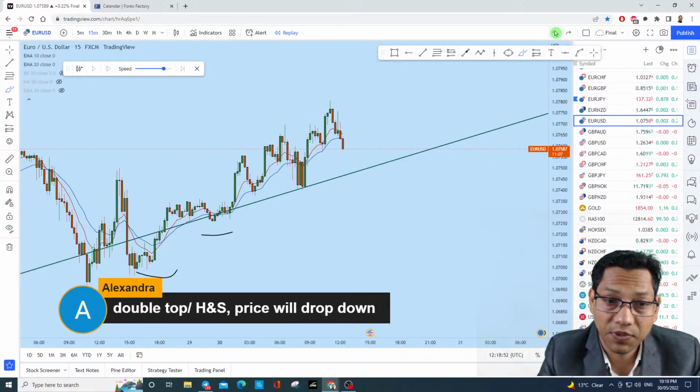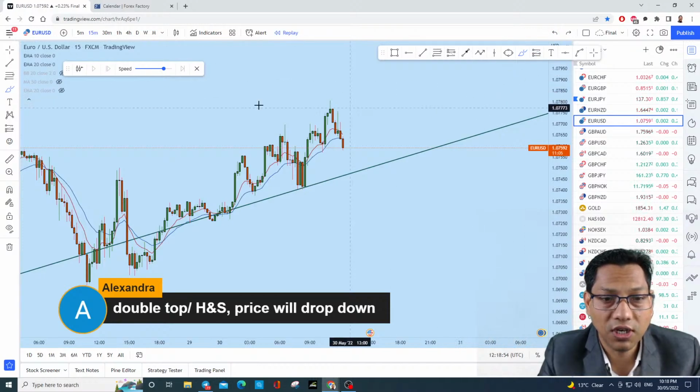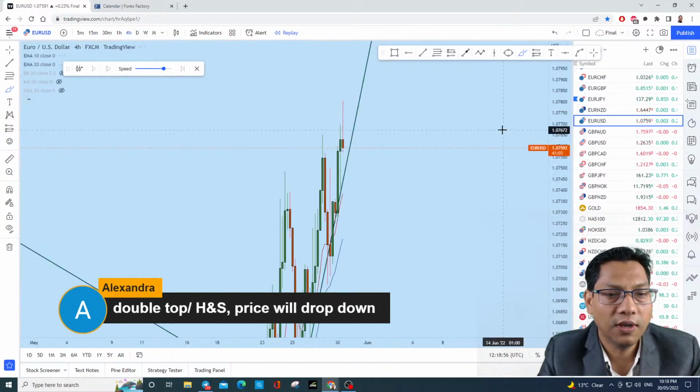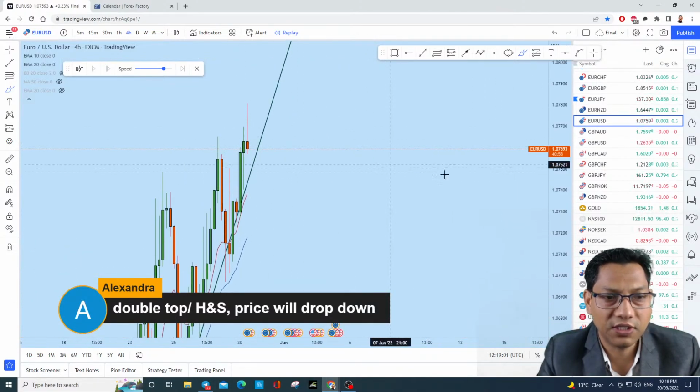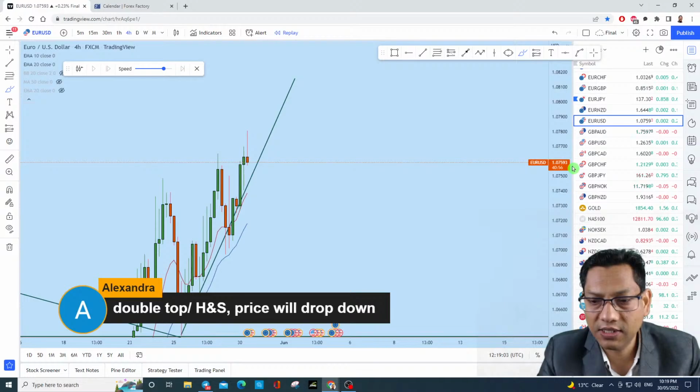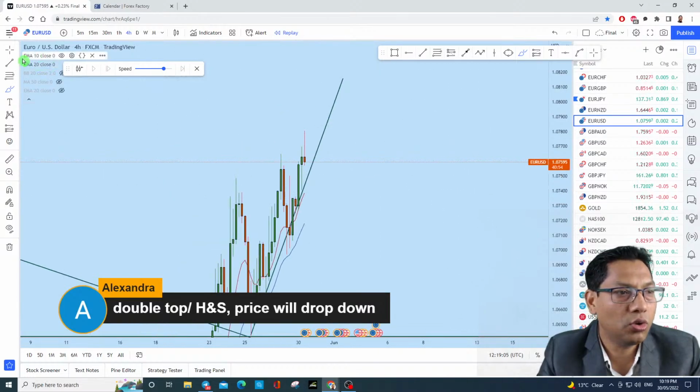It's educational content, so make sure you keep it educational. On the 4 hour, it looks like that. Let's see what happens when this candle is closing. So this one is euro dollar.